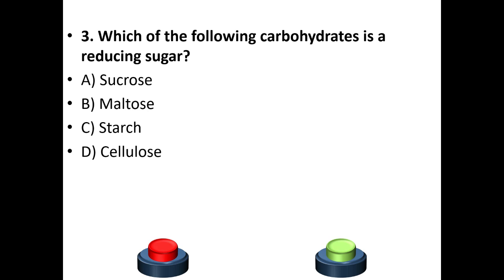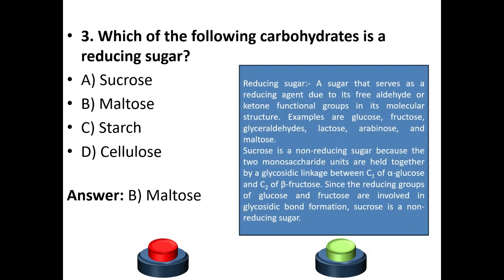Third question. Which of the following carbohydrates is a reducing sugar? Sucrose, maltose, starch, cellulose. Which is the answer? Here answer is B, maltose. Reducing sugar. What are reducing sugars? A reducing sugar serves as a reducing agent due to its free aldehyde or ketone functional groups in its molecular structure. Examples are glucose, fructose, glyceraldehyde, lactose, arabinose, and maltose.